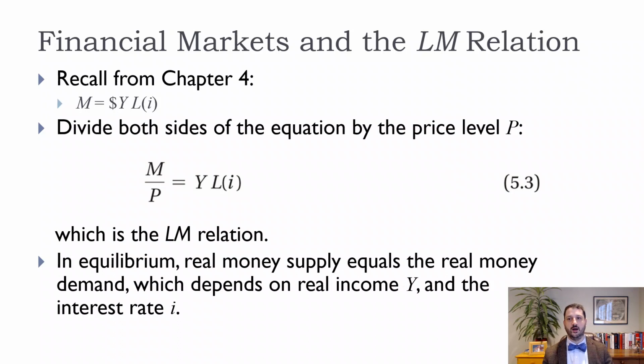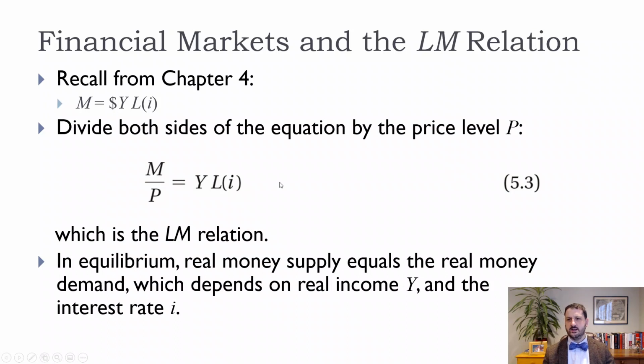But what we need to do first in our LM model, which we really sort of had at the end of Chapter 4, is to put things in real terms. So that's what we're going to do first. So we had in Chapter 4 that M, that's our money supply, is equal to money demand, which is equal to nominal GDP, that's $Y, times this downward sloping liquidity function, right, L of I.